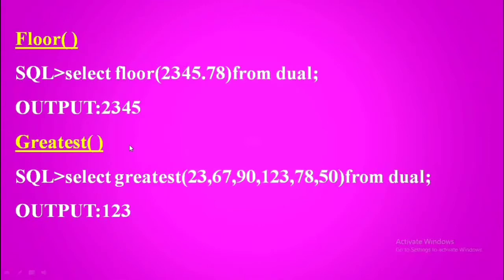Next, the greatest function. The greatest function is used to display the greatest value. This is the command: select greatest of 23, 67, 90, 123, 78, 50 from dual. In these numbers, the greatest number is 123. The highest number is 123, so the output displayed is 123. That is the greatest function.